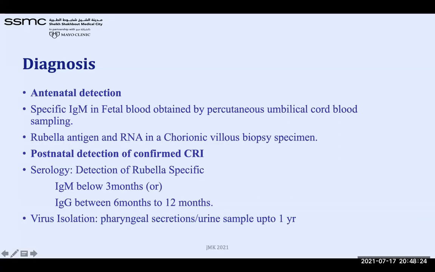Sorry about that. So anyway, antenatal detection is by specific IgM in fetal blood, rubella antigen, and RNA in chorionic villus sample. Postnatal detection to confirm is IgM below 3 months or IgG between 6 months and 12 months.